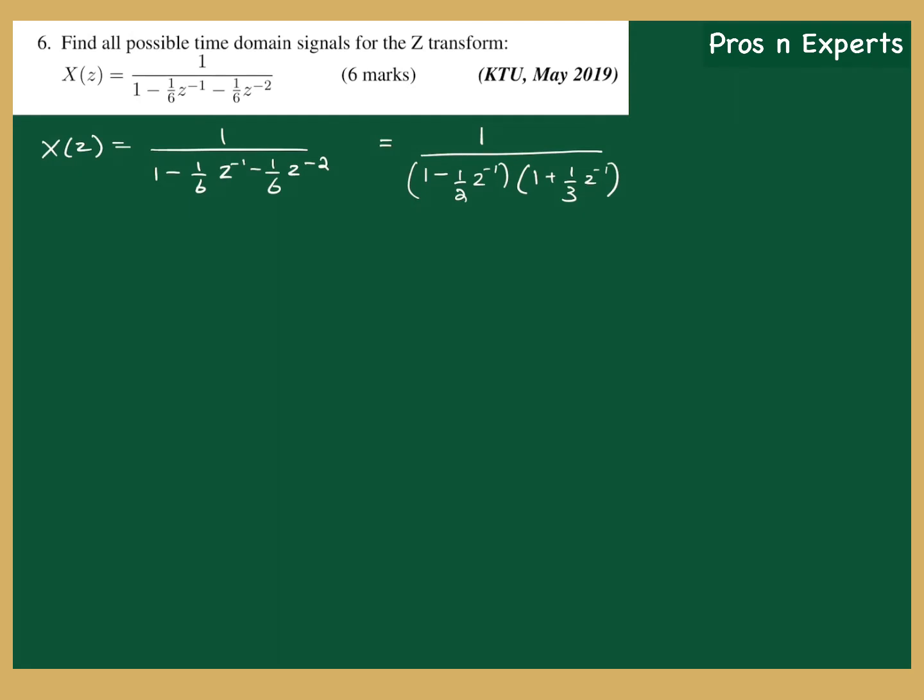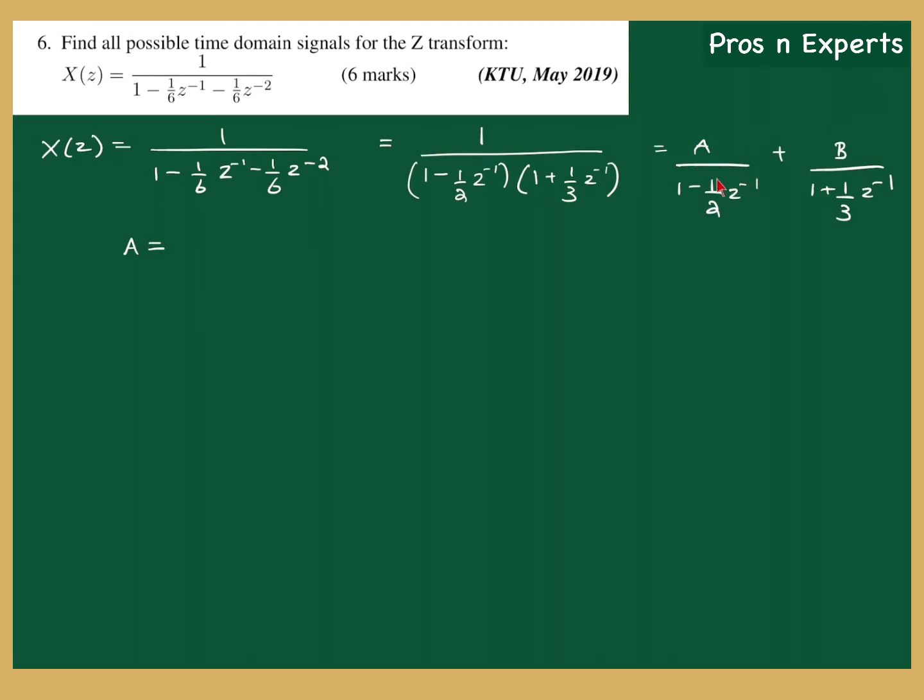Now it is very simple. We can have the partial fraction expansion to find out what this is: A by 1 minus half z inverse plus B by 1 plus 1 by 3 z inverse. Okay, now what is A? A is, you have to take 1 minus half z inverse, multiply with this main function, okay, and evaluate it at z inverse equal to 2.